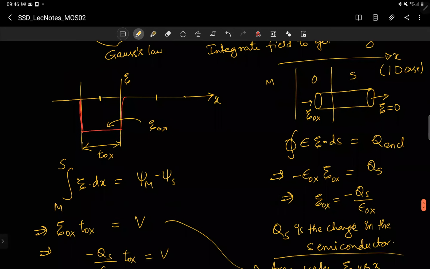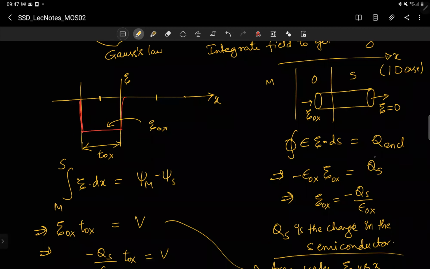So here we have epsilon ox in the positive X direction, and the area vector of this oxide surface is in the negative X direction. So E ox times ds will be negative, because the vectors are in opposite directions, so the dot product gives a negative sign. Minus epsilon ox E ox equals QS, where epsilon is epsilon ox because it is oxide, E ox is the electric field in the oxide, and QS is the enclosed charge in the semiconductor.